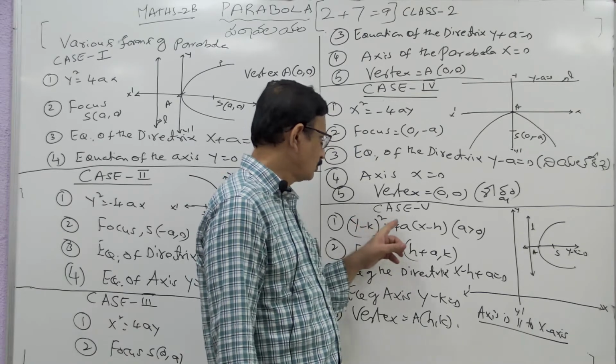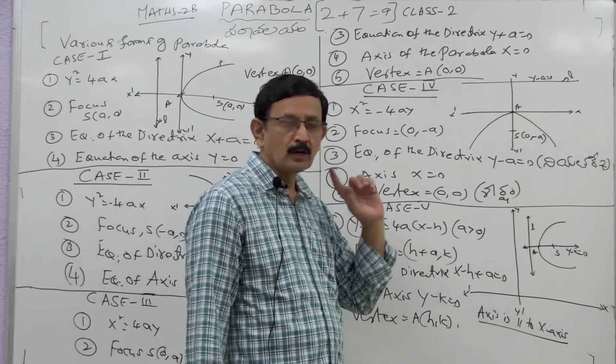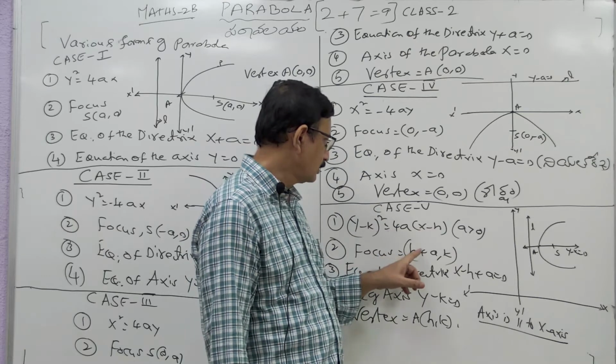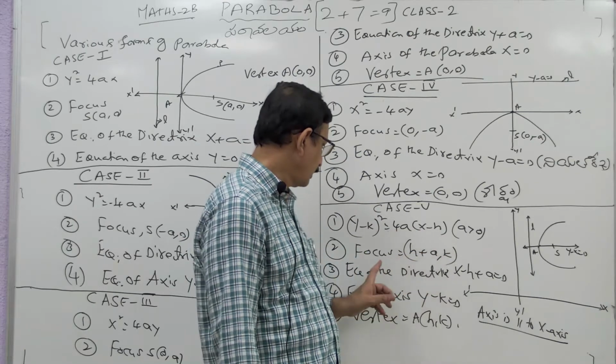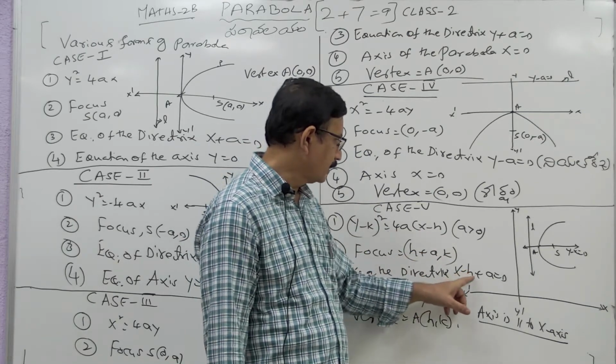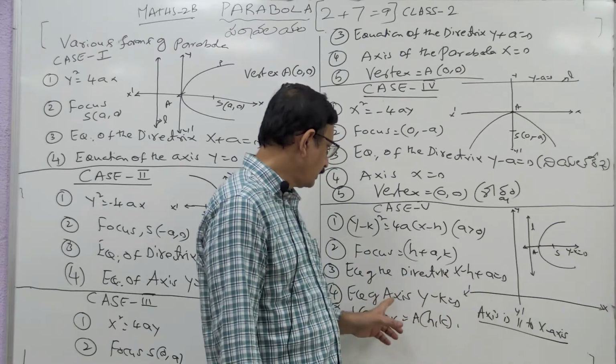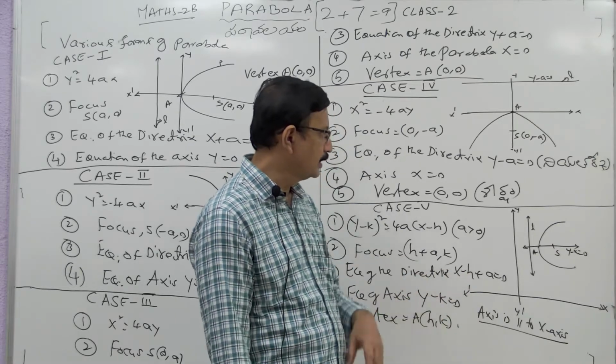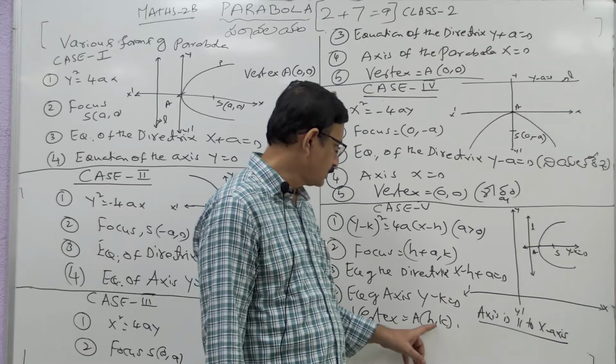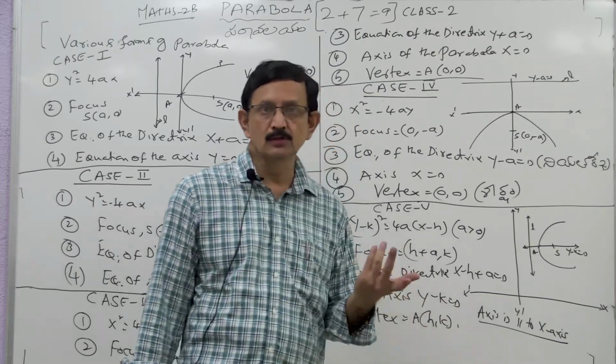(y minus k) whole square is equal to 4a into (x minus h), and the focus coordinates are (h plus a, k), and the equation of the directrix is x minus h plus a is equal to 0. The equation of the axis is y minus k is equal to 0. Vertex coordinates are (h, k), that means it's non-zero.